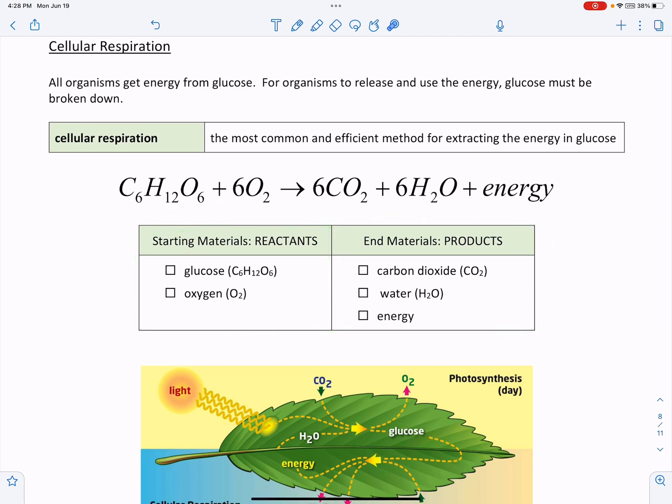If you notice, this is the process of photosynthesis, but in reverse. We have all of the same substances, but they're just in the opposite direction. So, the reactants of cellular respiration are the end materials of photosynthesis. And the end materials or products of cellular respiration were the starting materials for photosynthesis.